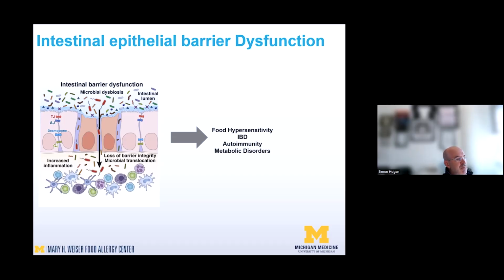And this is what's considered to be a primary driver of various GI and systemic autoimmune diseases, such as food allergies, inflammatory bowel disease, and metabolic disorders.